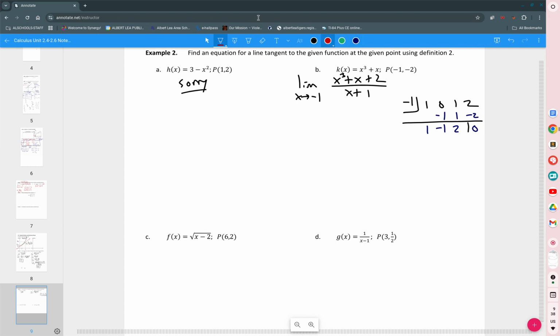So I'll write it out. What we have learned is this factors to x plus 1 times the remainder, which is x squared minus x plus 2. That's how this factors. Good with that? The x plus 1s are gone. We fill the discontinuity by plugging in the negative 1. I have 1, plus 1 is 2, plus 2 is 4.